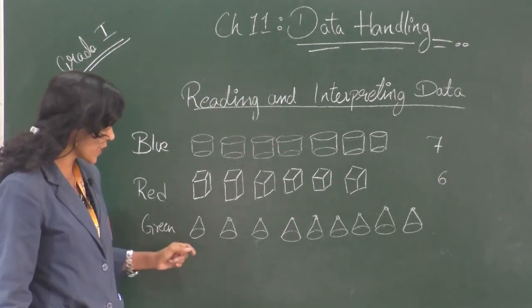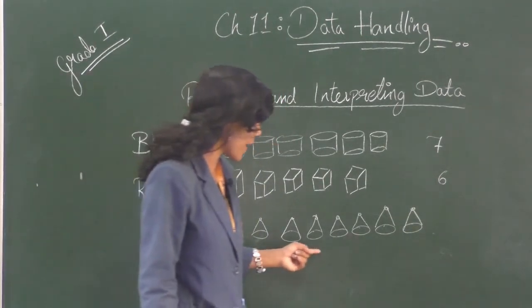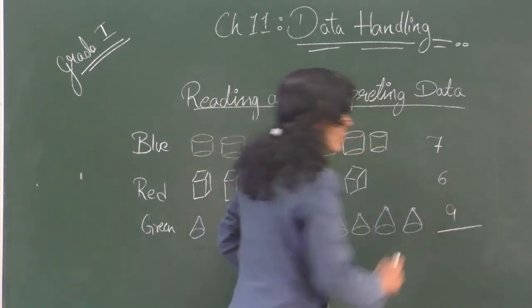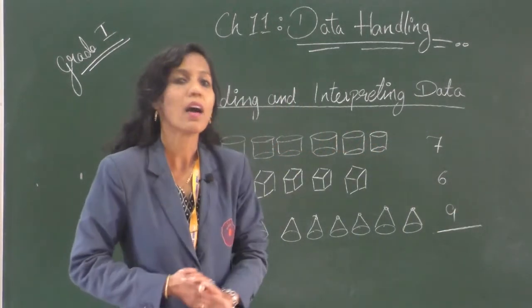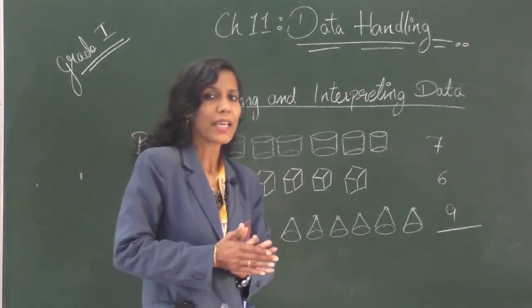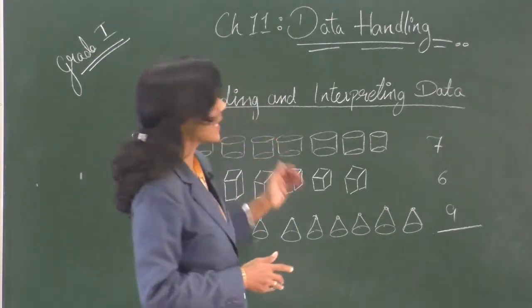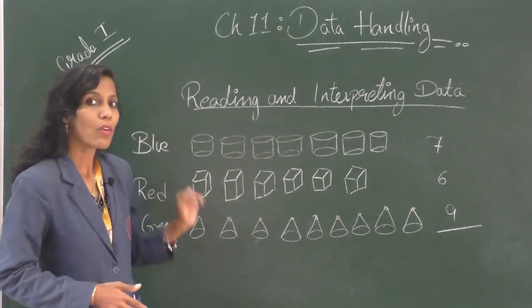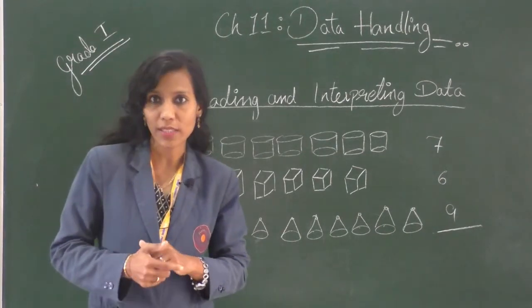And coming to the green one, 1, 2, 3, 4, 5, 6, 7, 8 and 9. So I have 9 green beads. Now let's try answering a few questions related to the table we have made for this particular data.